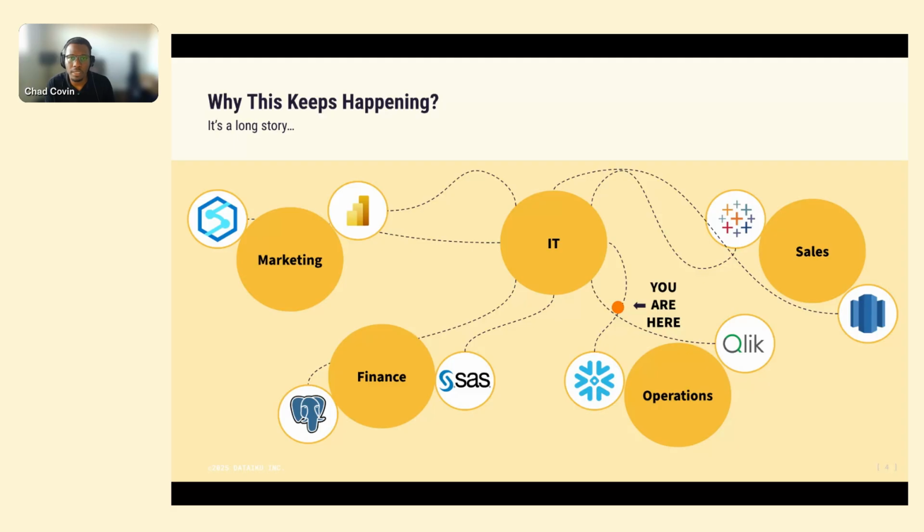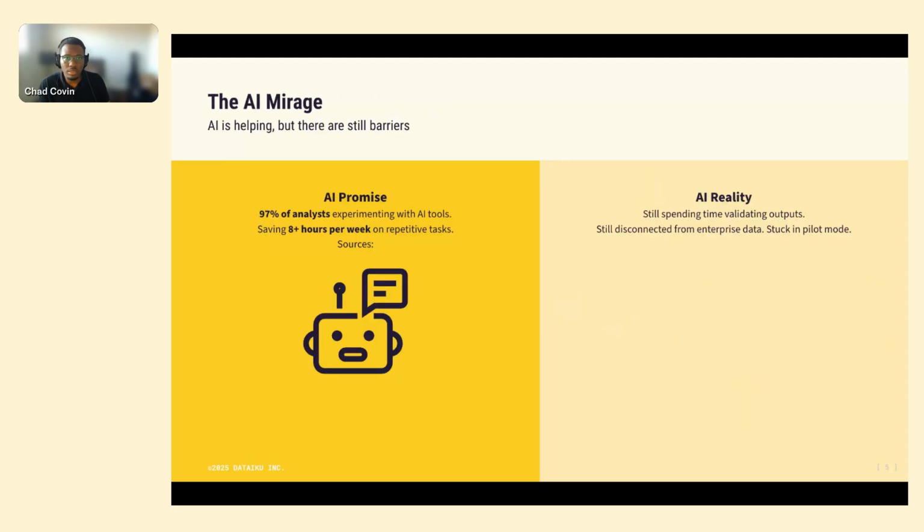So now you might be thinking, hey, this is where AI comes and fixes everything, right? And it's definitely helping. 97% of analysts are experimenting with AI tools, and some are saving 8+ hours a week using AI to write SQL, to generate transformations, to automate analysis, etc. And when it works, it feels like magic. But the reality is AI can hallucinate. It can give you answers that look right, but aren't so.